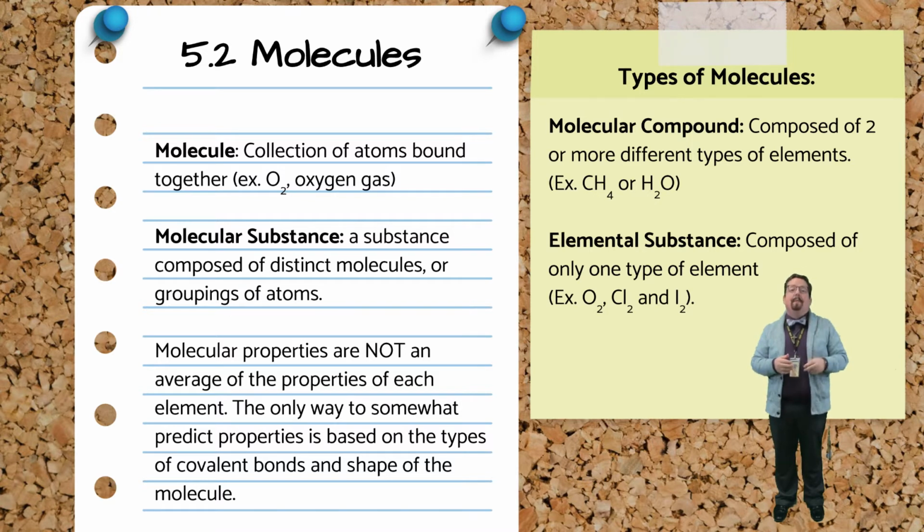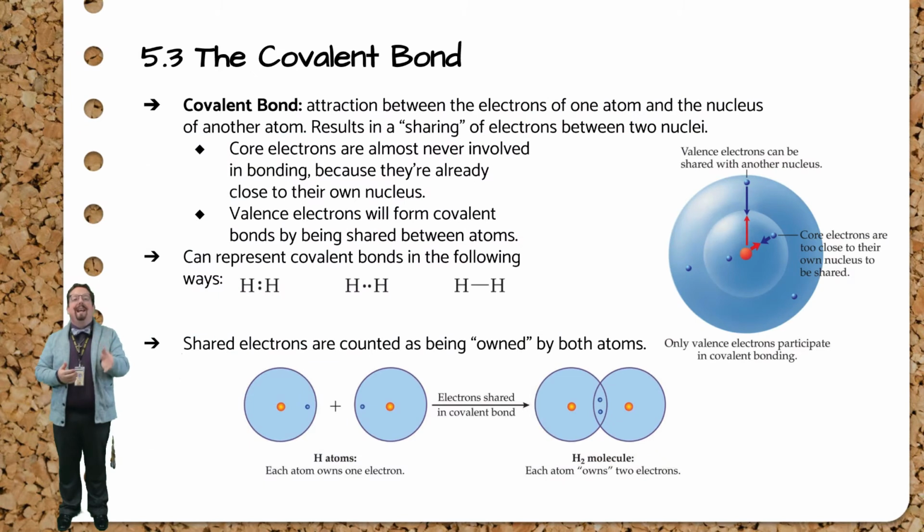There are two types of molecules: molecular compounds and elemental substances. Molecular compounds consist of at least two different types of elements, whereas elemental substances may have more than one atom, but all of those atoms are of the same element. So, if electrostatic forces of attraction hold ions together in an ionic compound, what holds atoms together in a molecular substance? If you guessed covalent bonds, you're exactly right.